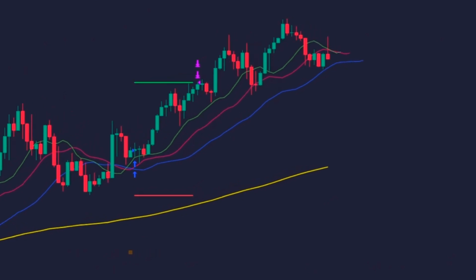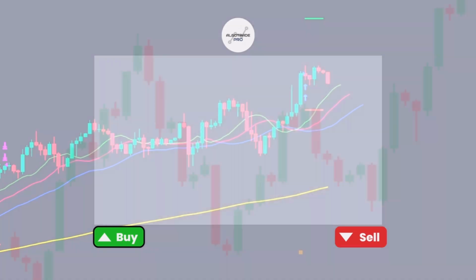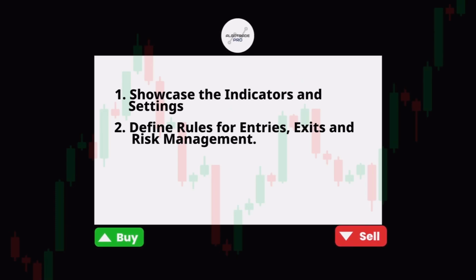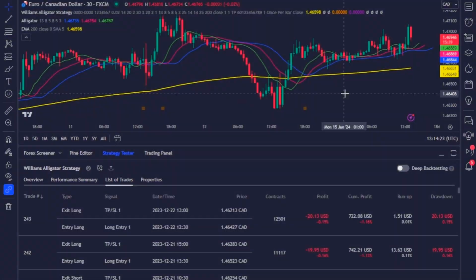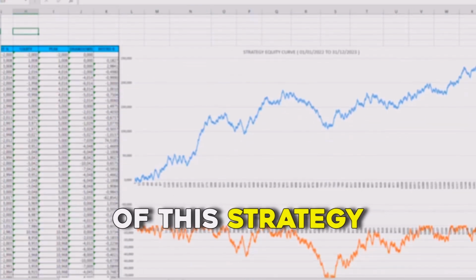In today's video, the strategy suggested is based on the Williams Alligator Indicator. Throughout this video, I will showcase the indicators and settings from this strategy, I will define all the rules for entries, exits and risk management, and after that I will perform a backtest on more than 1000 trades so you can discover all the real and proven results of this strategy.